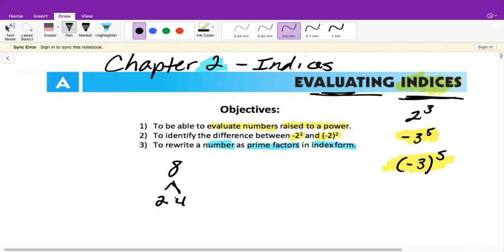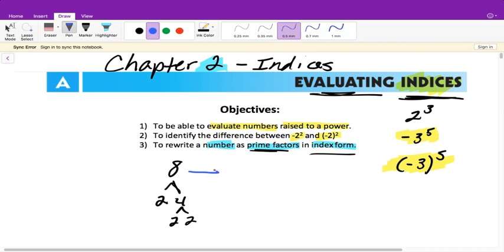However, we're talking about prime factors. So what is prime? Prime numbers are numbers that can only be multiplied by 1 or have factors of 1 and itself. So 4 is not prime. It can be broken out into 2 and 2. And then index form means we're going to be writing it to a power.